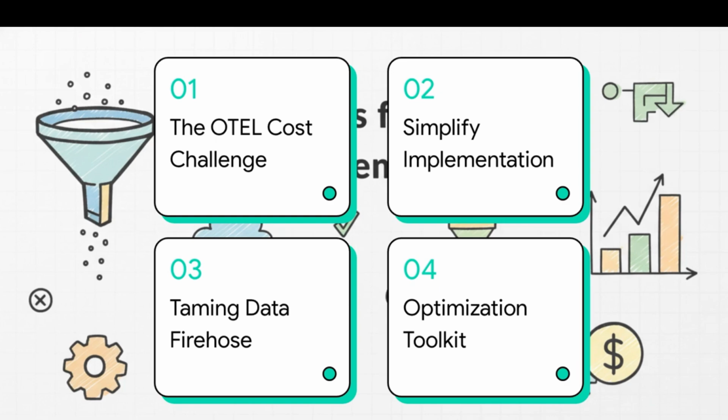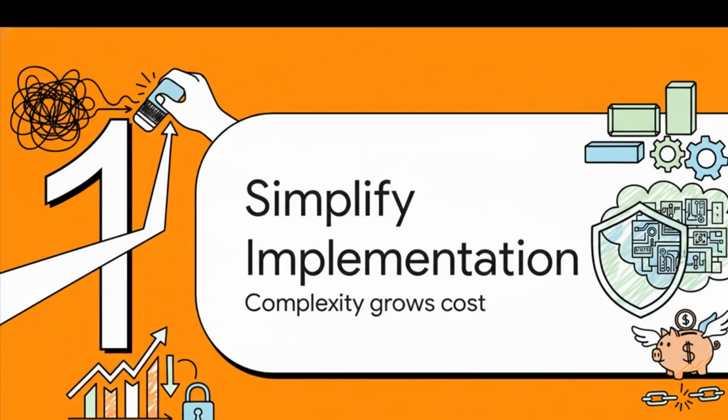So here's our game plan for today. We'll start by framing the OTLP cost challenge. Then we'll jump right into simplifying your implementation. After that, we'll tackle how to tame that data firehose. And finally, we'll put it all together into your very own optimization toolkit. All right, let's dive into our first big topic, simplifying your implementation.